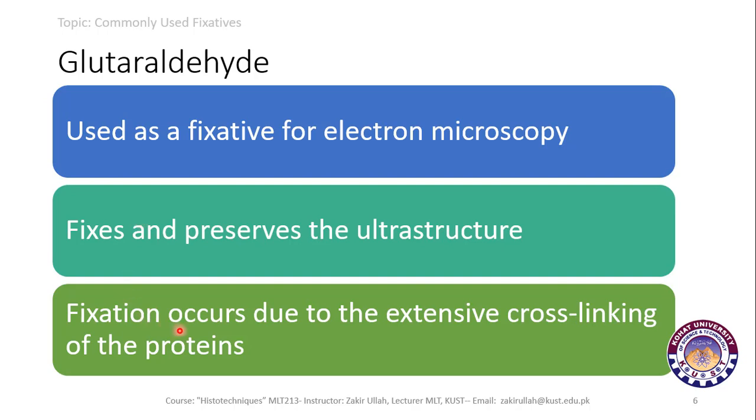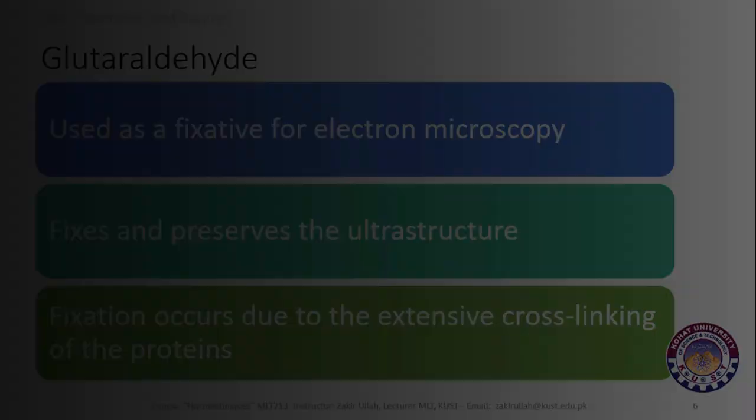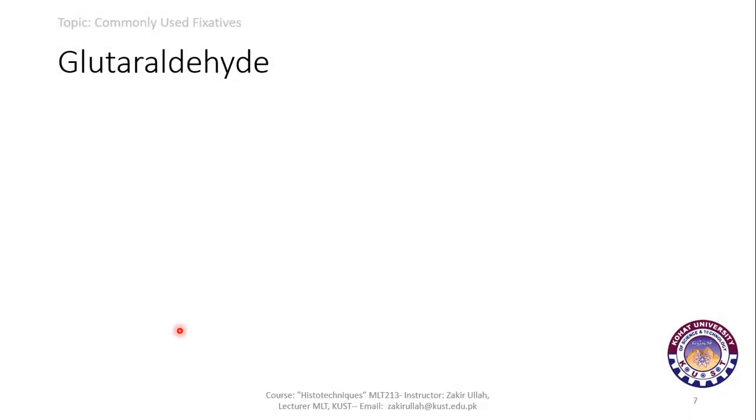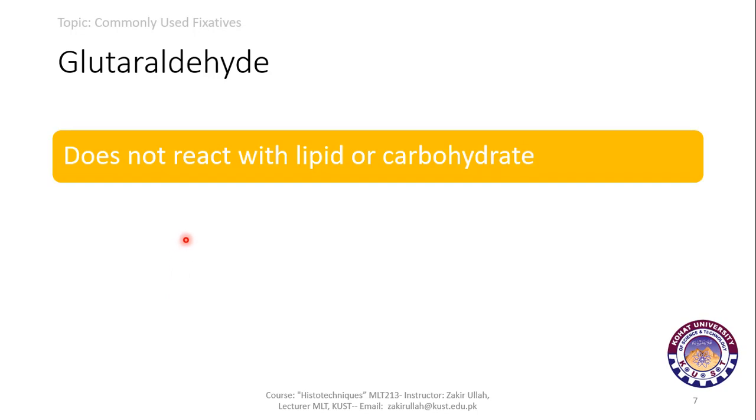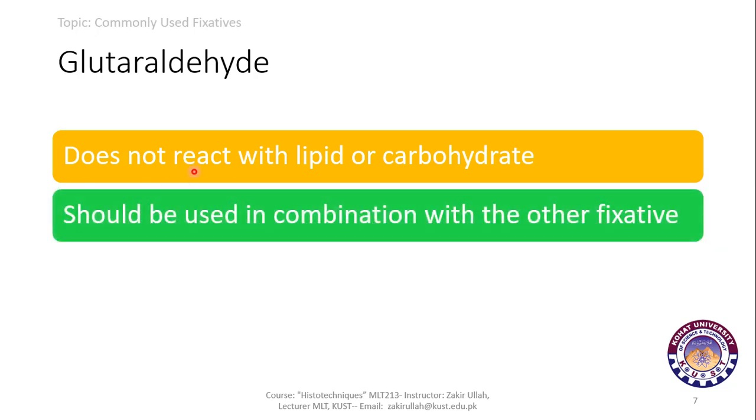The fixation by glutaraldehyde is due to the extensive cross linking of the protein, just like in the formaldehyde. The mode of action of glutaraldehyde and formaldehyde is the same, that is the cross linking, and glutaraldehyde does not react with lipid or carbohydrate. That's why it should be used in combination with other types of fixatives.